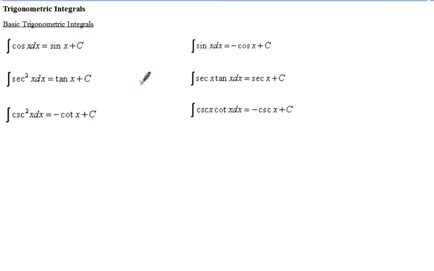Now remember, on the derivative formulas, an easy way to remember if the derivative of a trig function was positive or negative was based on if the original trig function started with a letter C. All the ones that started with a letter C were negative. All that didn't start with a letter C were positive. Well, for these, it works in a similar fashion. Let's look at all the ones that are negative here.